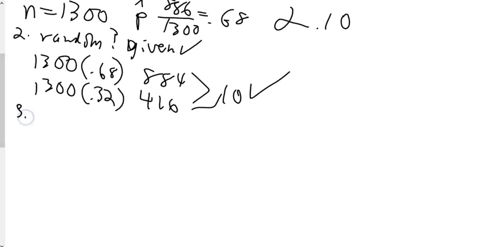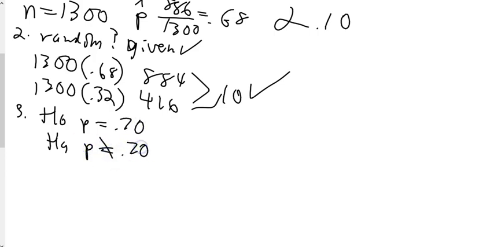Step 3 is just state the Ho and the Ha. Very easy. Ho, Ha. So p is equal to 0.7. It told us at the very beginning, 70% for civil cases. They're not sure if that's right. So we're going to test not equal to 0.70.